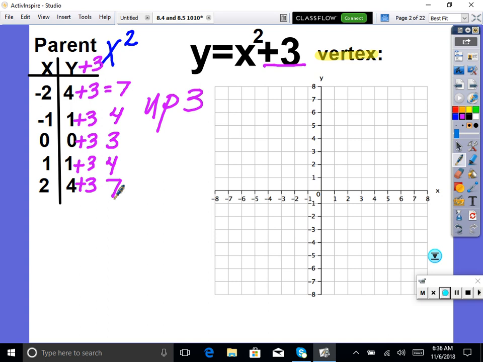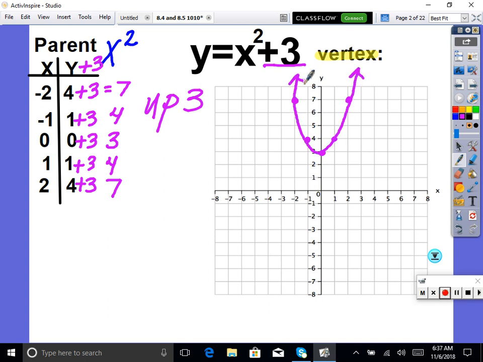So now you say -2, up 7 units, okay, great. Over -1, up 4 units. Over 0, up 3 units. Over 1, up 4 units. Over 2, up 7 units. And then we would draw in our parabola.